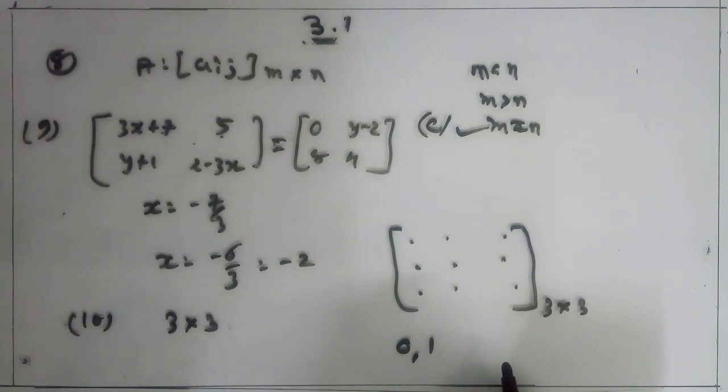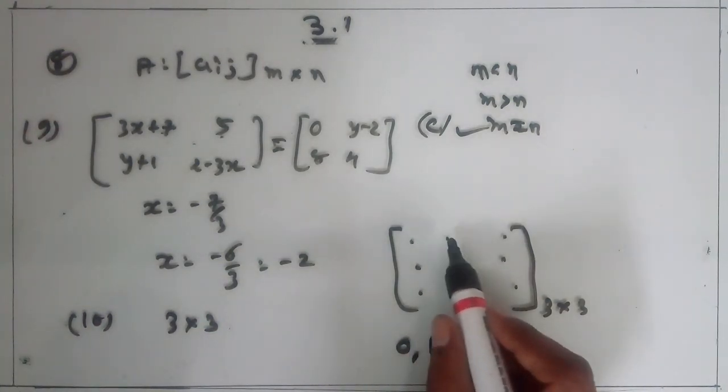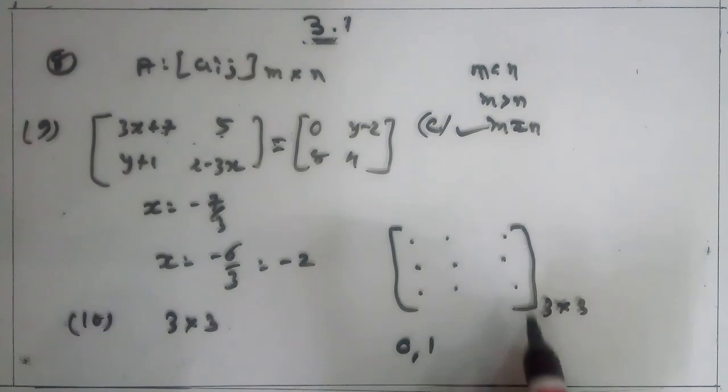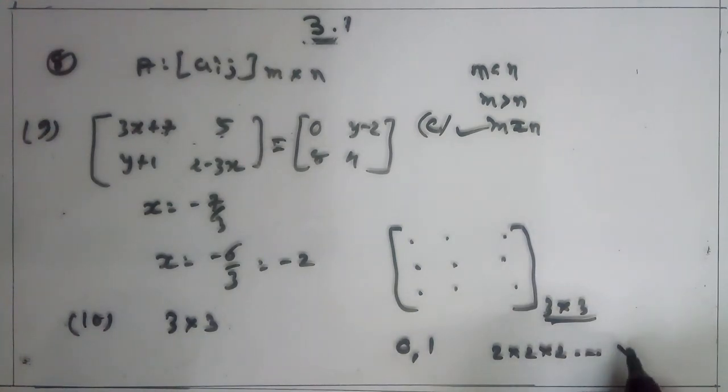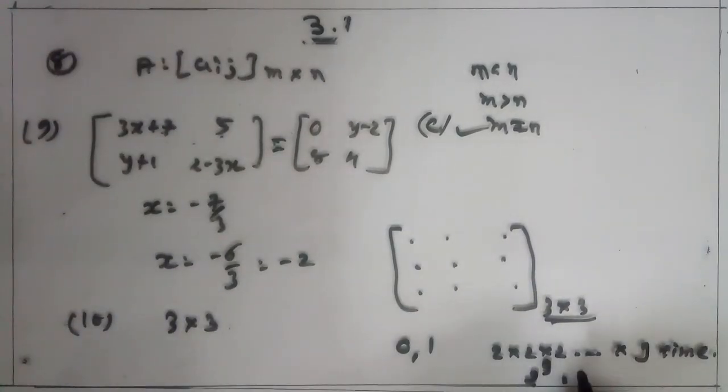So the number of matrices is equal to 2 into 2 into 2 into 2 into 2, a total of 9 times. 2 into 2 into 2 up to 9 times. Clear? 9 times. So 2 raised to 9. Clear this? That is 512. 2 raised to 9 is equal to 512. So remember this: the last option D.